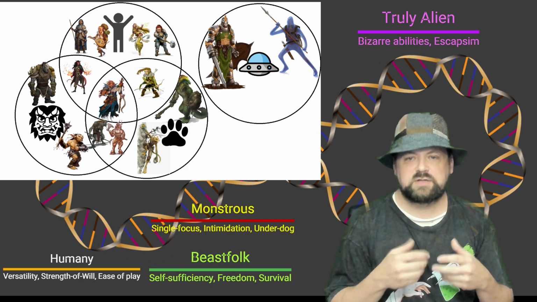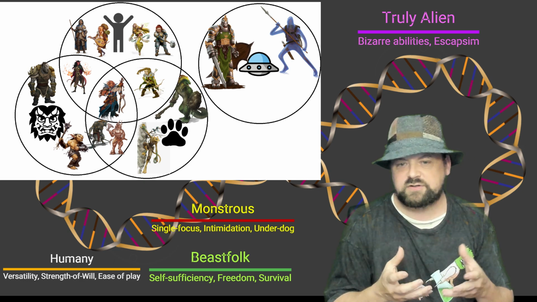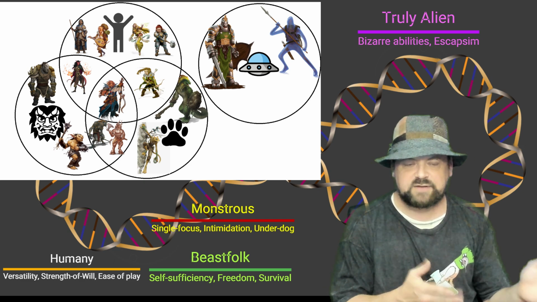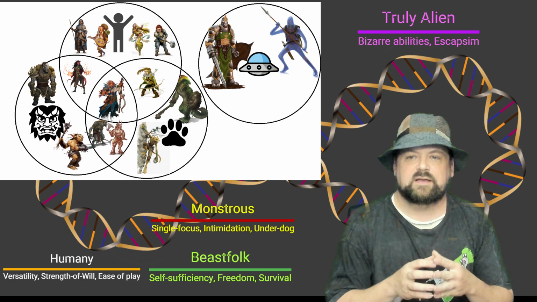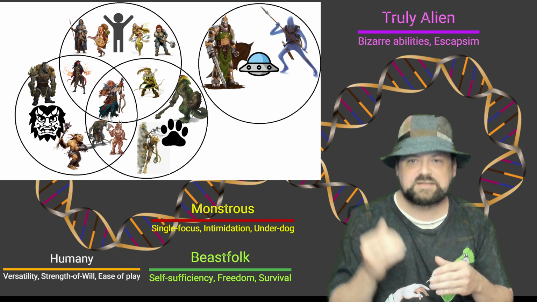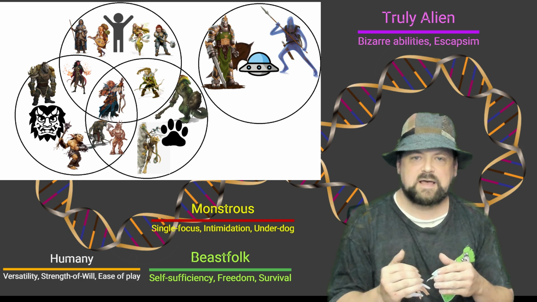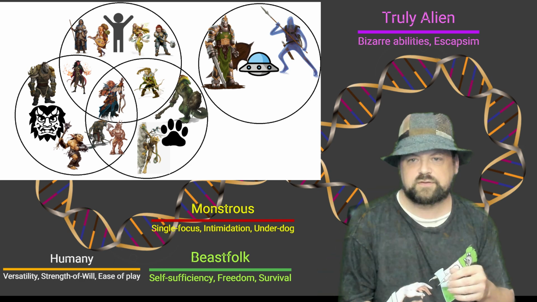Currently, Humany is the most popular by far, and it probably always will be. Most people's first character is just themselves, but magic or buff or whatever. And then it's also the easiest one to play. Monstrous is the second most popular, although it's a distant second. Beast Folk is just past that. And then Truly Alien is the distant fourth.